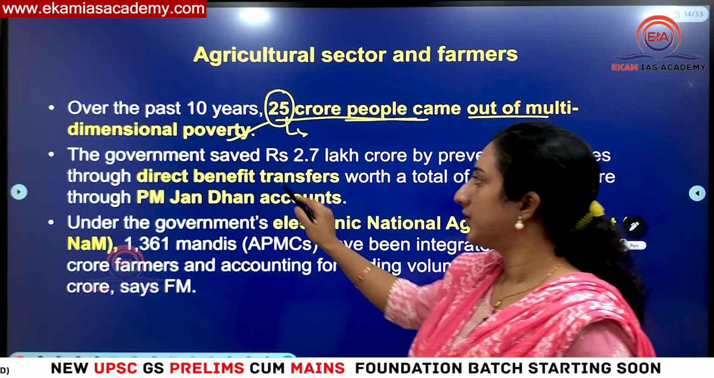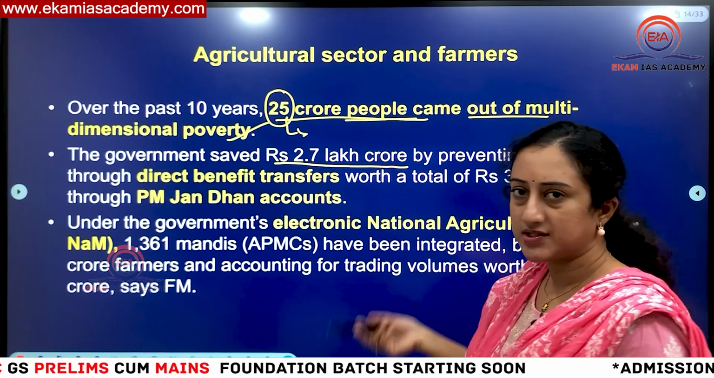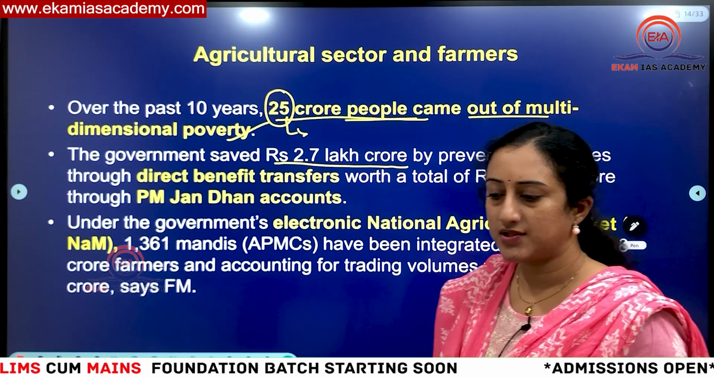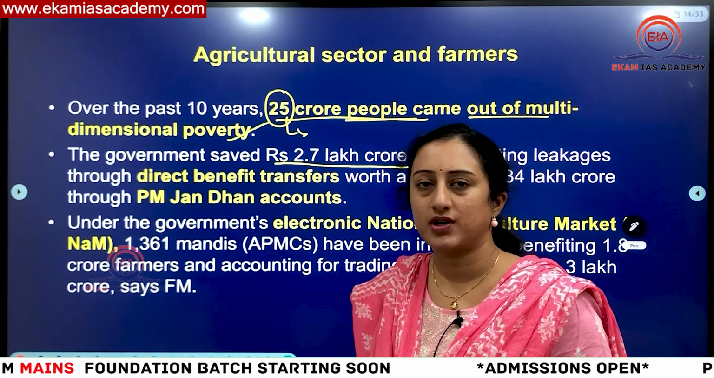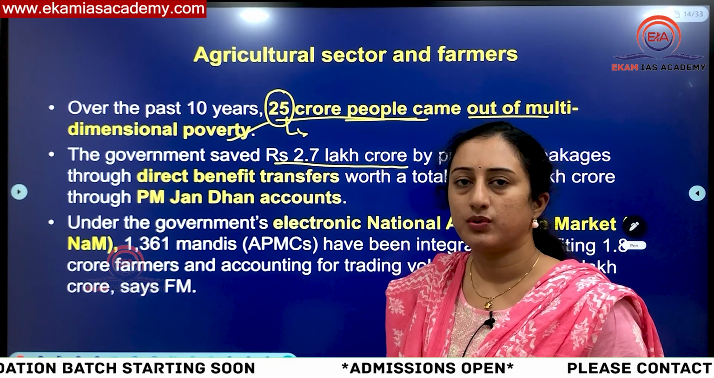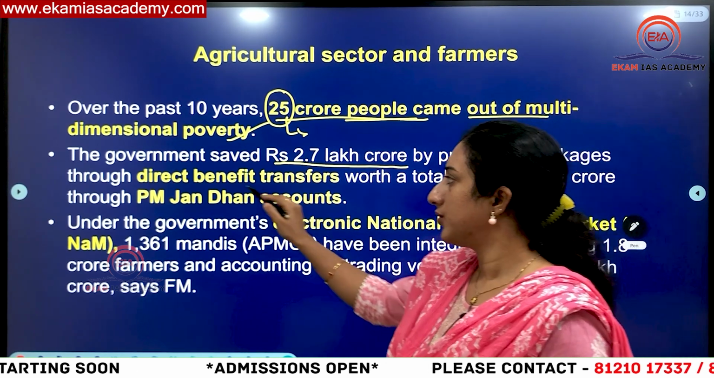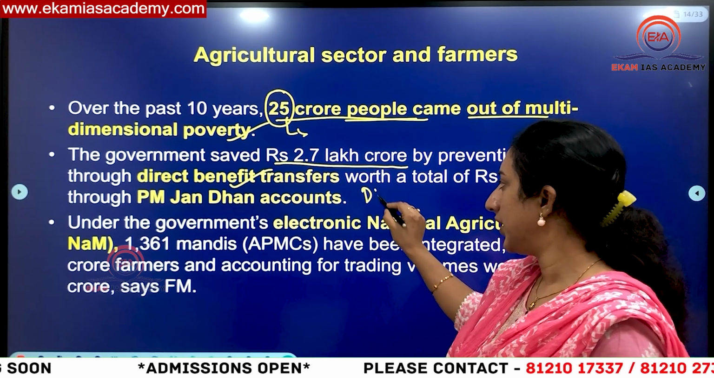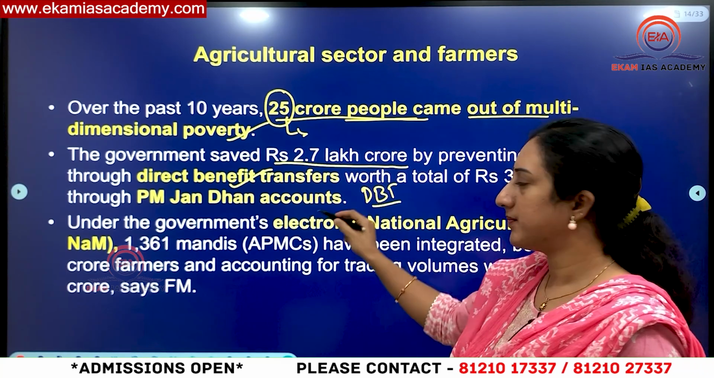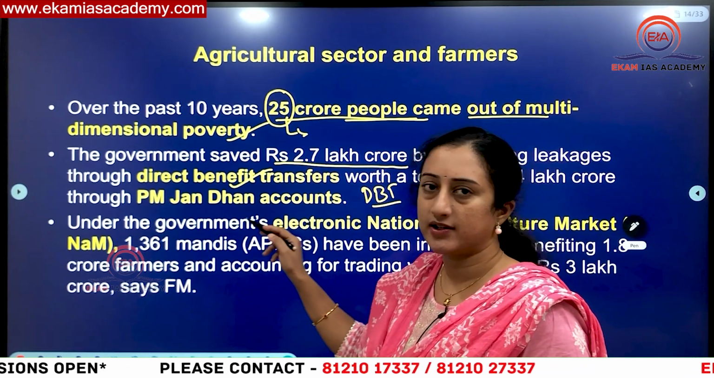Then the government saved almost 2.7 lakh crore by preventing leakage, because previously, when there was a direct cash transfer, the middlemen used to exploit the beneficiaries and reap the benefits of the intended scheme. So now through DBT, there is Aadhaar linkage and bank account linkage. Because of this we are trying to eradicate these leakages.